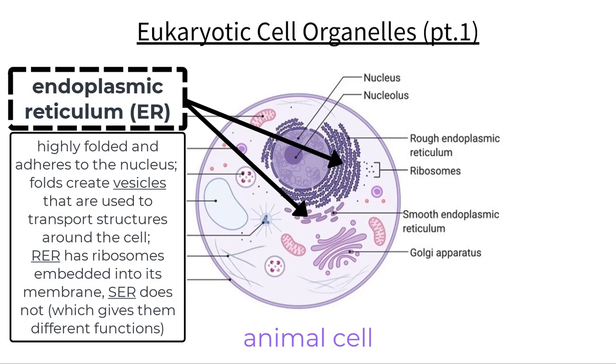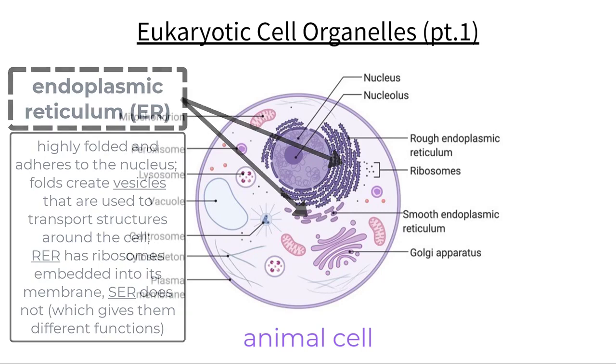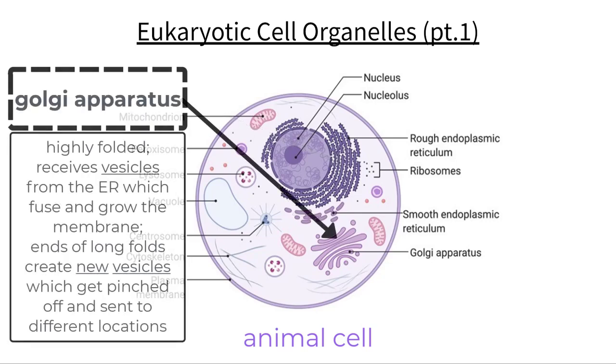The smooth ER, on the other hand, does not contain ribosomes. Instead, this section of the ER can create and package other molecules like lipids and also be used to store molecules like calcium.